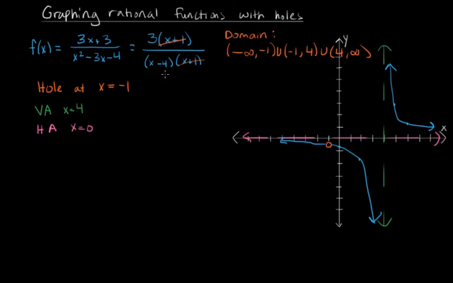It will look just like 3 over x minus 4, except it's going to have a hole at that one spot. And that is how you graph a rational function with holes. It's important to look in any rational function you graph and see if there are any factors that are in both the numerator and the denominator. Those are your holes.